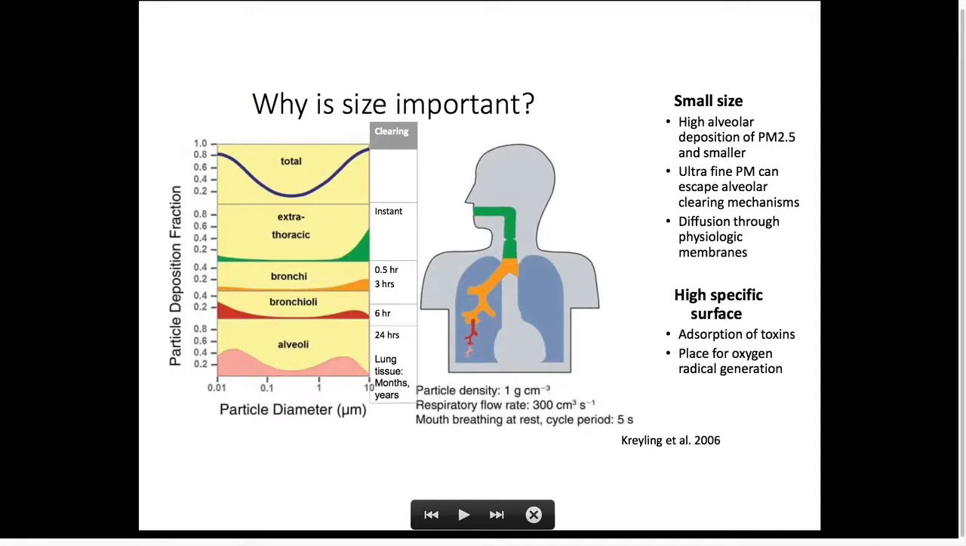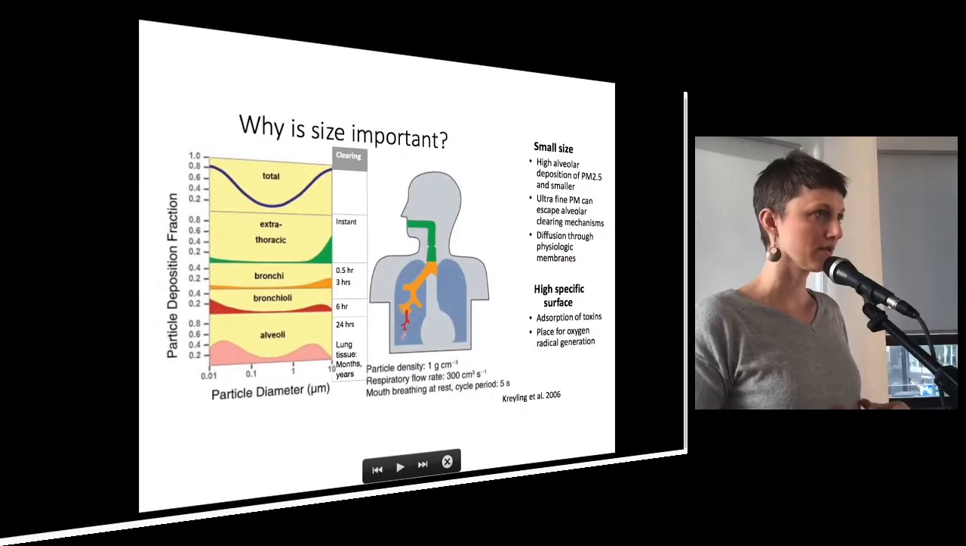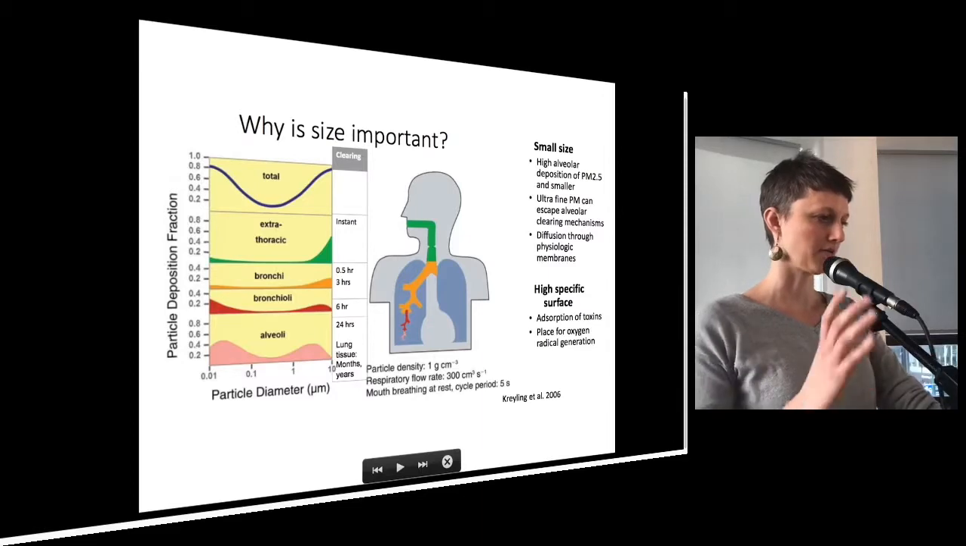And then of course this means something for how long it will stay in your body, basically. So for deposition in alveoli, the small tissue in the lungs that makes the transfer of oxygen, the smallest particles are deposited, and then of course the clearance can last for years afterwards.